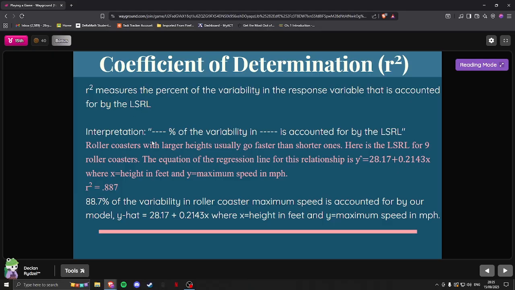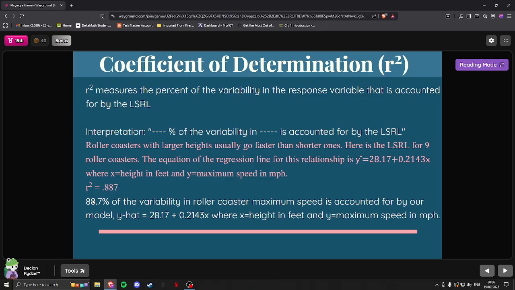So I'll just read this off. Roller coasters with larger heights usually go faster than shorter ones. Here's a least squares regression line for 9 roller coasters. Okay, so that's the least squares regression line where x is the height and y is max speed. Okay, cool. So its r squared is 0.887, which is a percentage number of 88.7%. To get the percentage number, you just multiply this by 100.